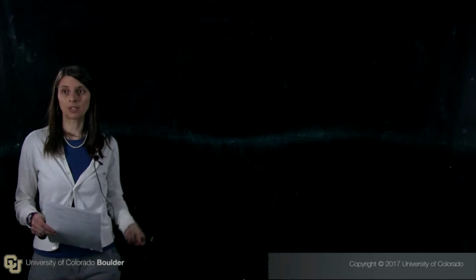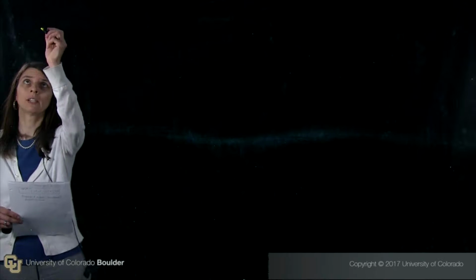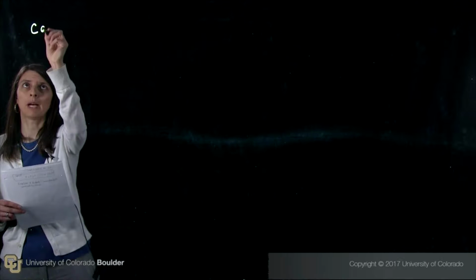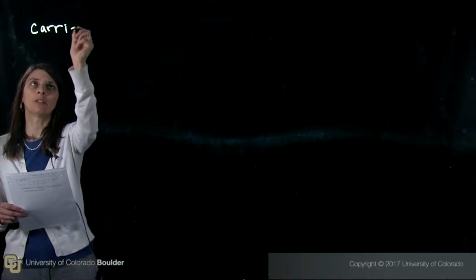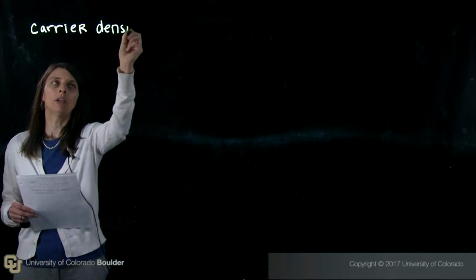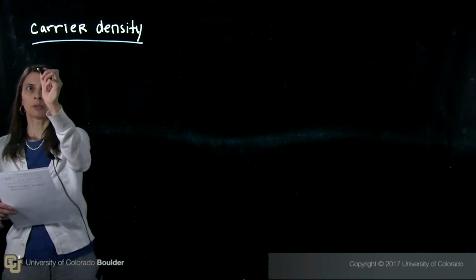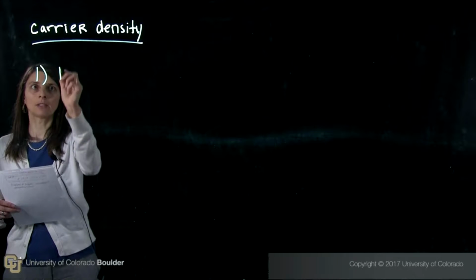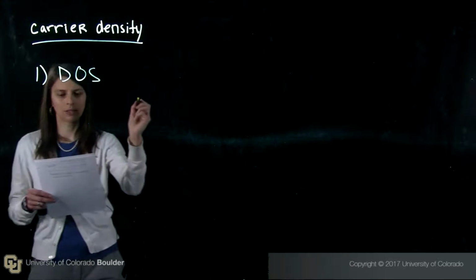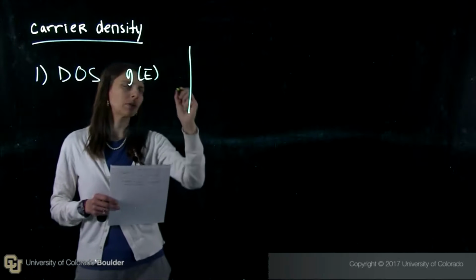The carrier density is determined by two things. It's determined by the density of states, and it's also determined by the probability of occupation. Remember, carrier density is really key to understanding what happens with the electronic properties of these semiconductors. So remember that the density of states, or DOS for short, G of E, in semiconductors looks something like this.